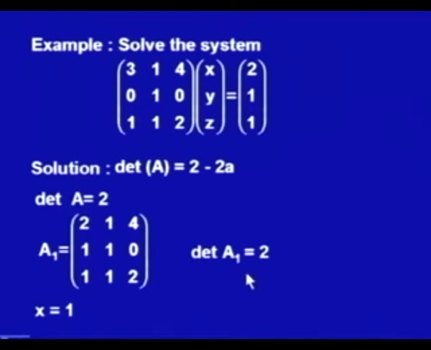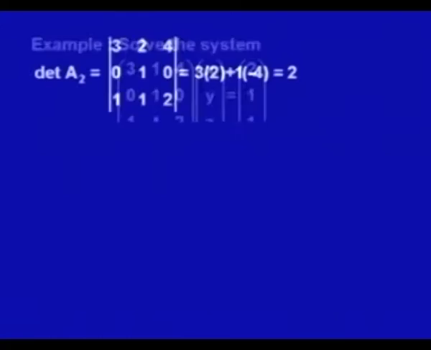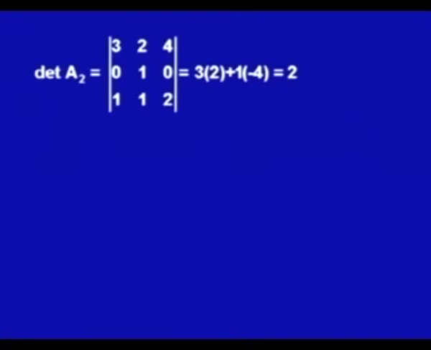According to Cramer's rule, determinant A1 divided by determinant A gives me the solution. So, 2 divided by 2 gives me x is equal to 1. For the second component, I first calculate determinant A2, which is obtained by writing the matrix A and replacing the second column of the matrix by the column vector B. The column vector B is 2 1 1. So, I am replacing the second column by 2 1 1.